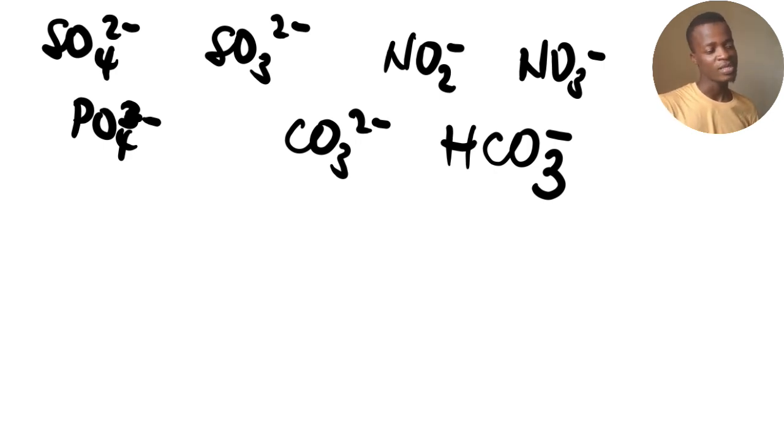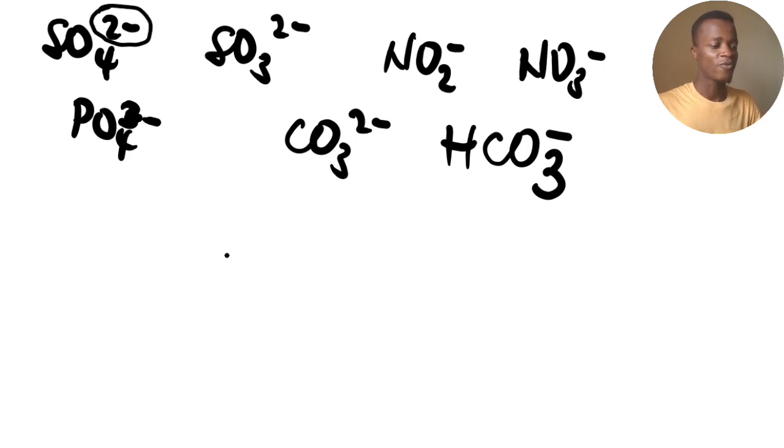So something like SO4 2 minus, we all know that it's tetraoxosulfate 6 ion. So you have to know them. SO3 2 minus, you have to know their names, at least these basic ones. And also you have to know the charge that they carry. For example, SO4 as an ion always carries a 2 minus. You have to know that.